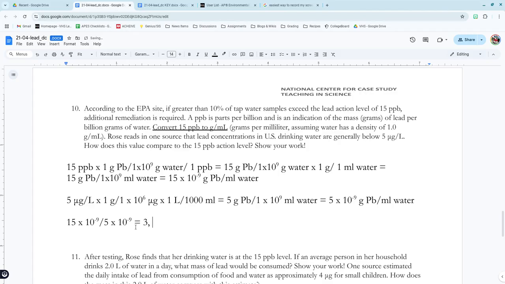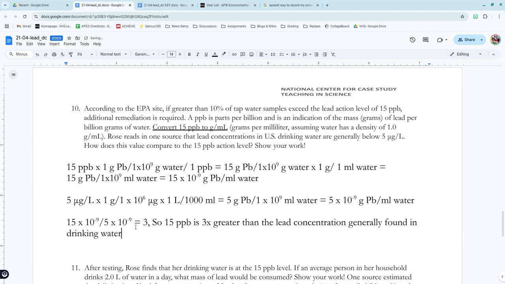And if we wanted to write that out in words, which we should say, 15 parts per billion is 3 times greater than the lead concentration generally found in drinking water of 5 micrograms per liter. And this is what you needed to show in order to get full credit for this question or something equivalent.